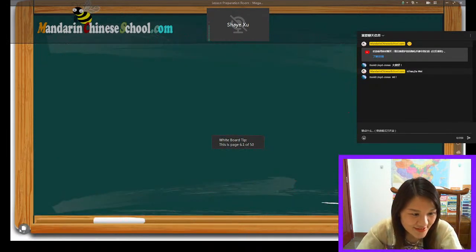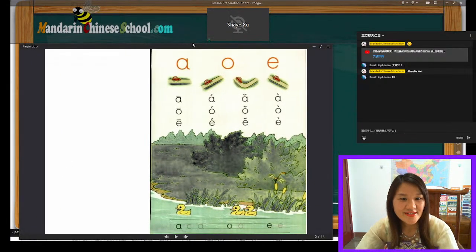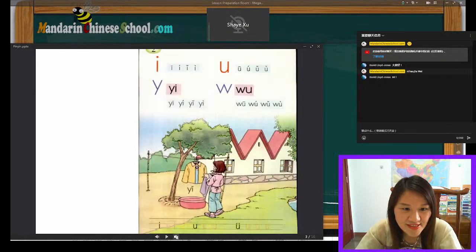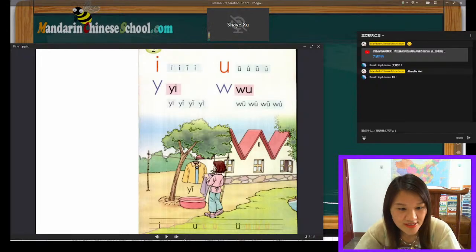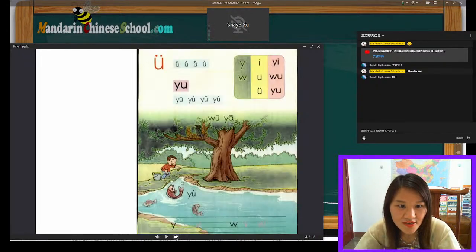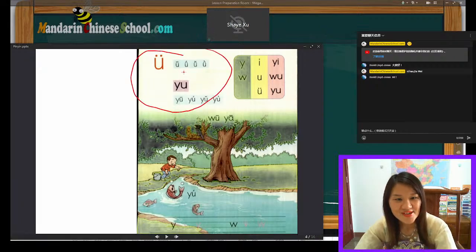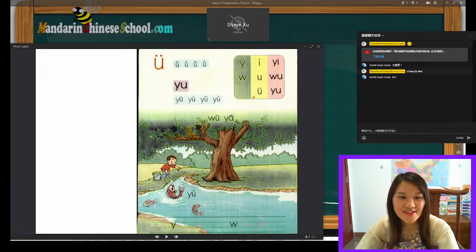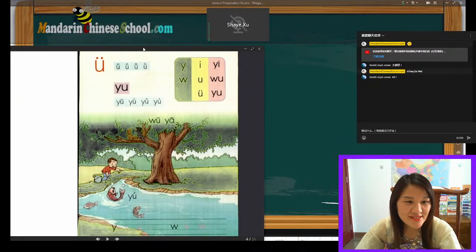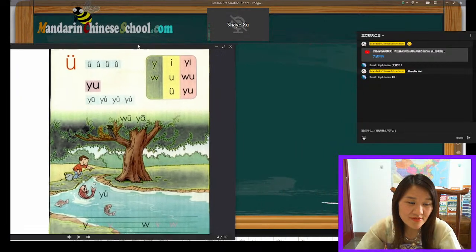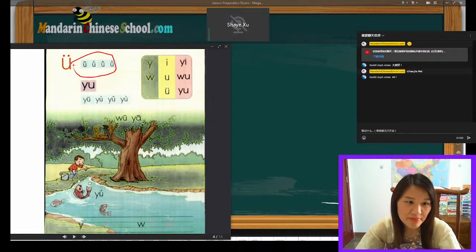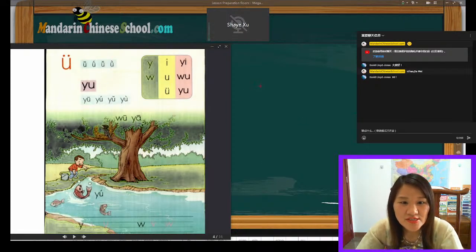Okay, I show you this book. From this you can see the initials and finals. Here we see the hard one now. This is a hard one. Some of my students couldn't pronounce this one properly. So this one we pronounce it yu.